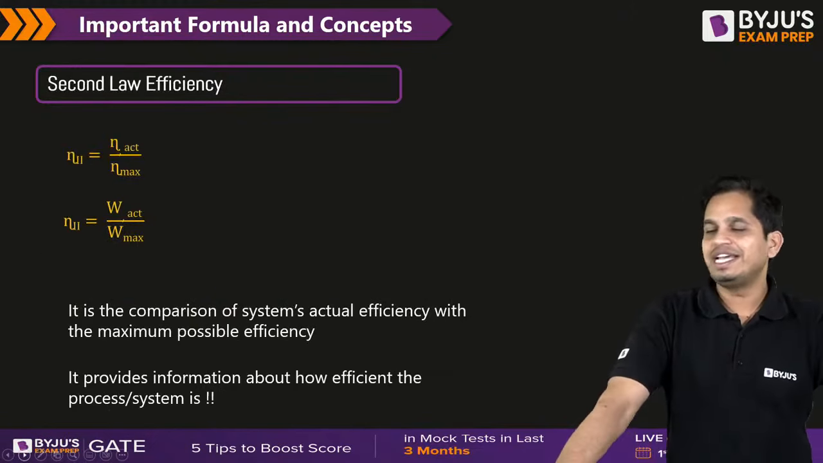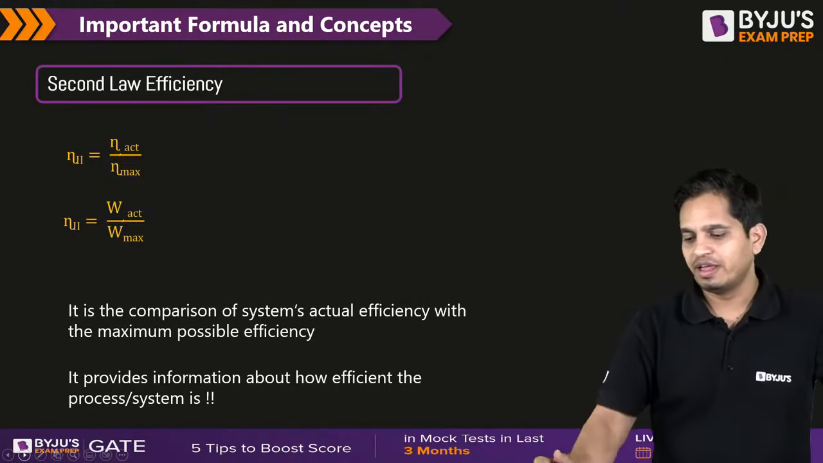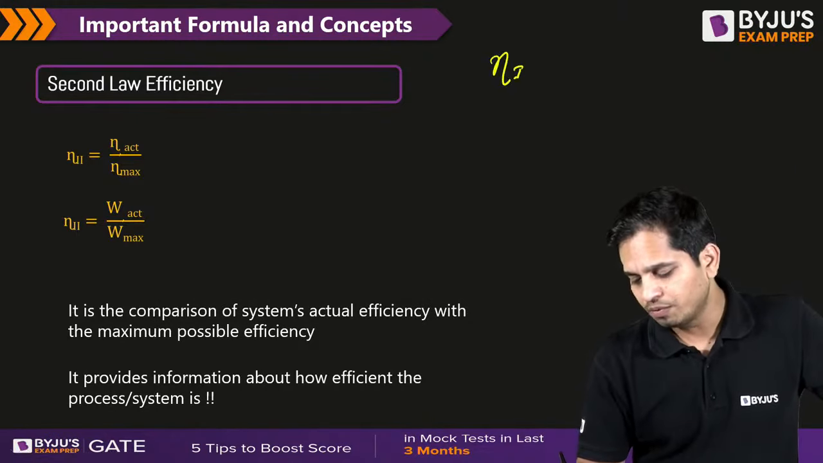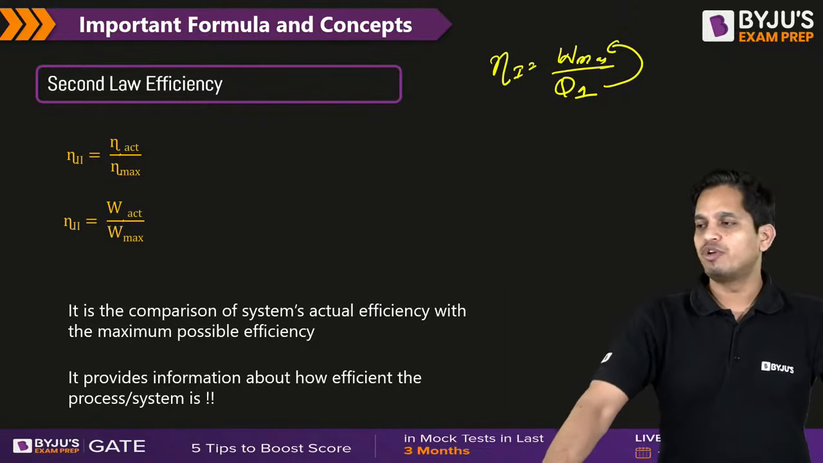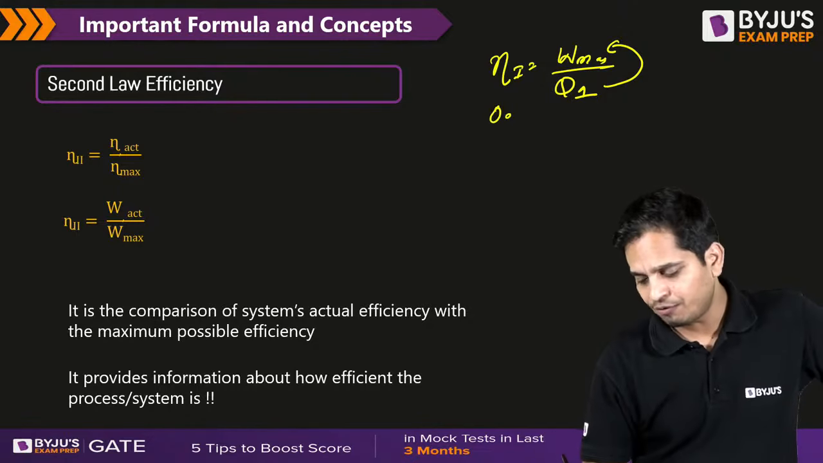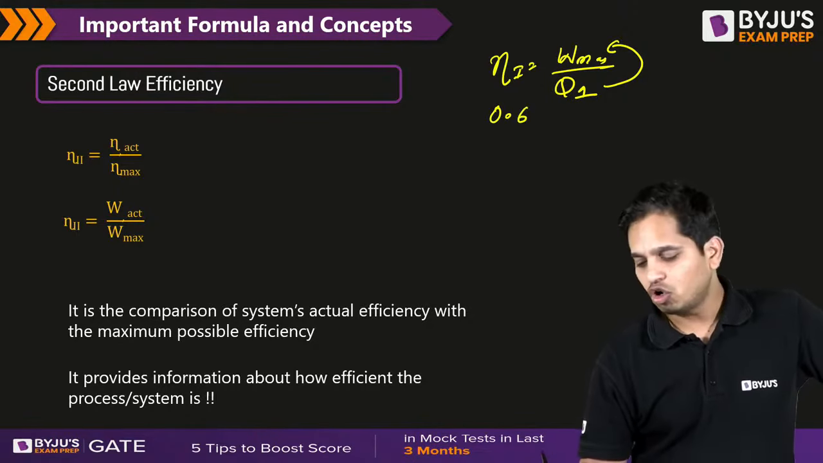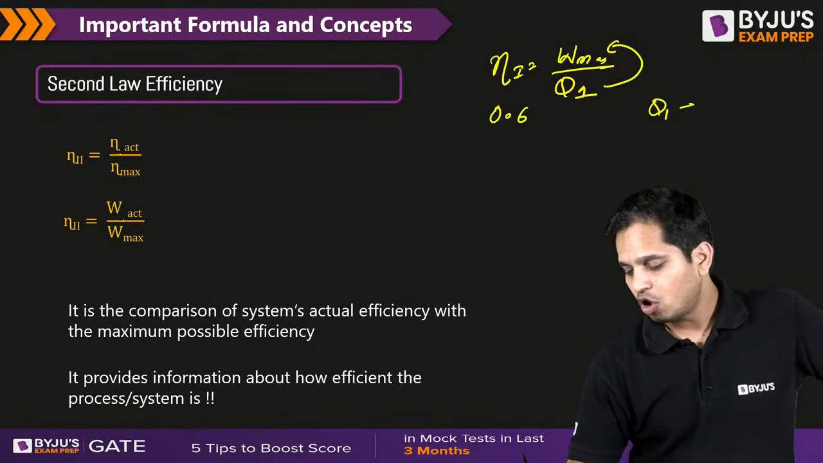Second law efficiency. What is second law efficiency? First law efficiency only tells you how much is the conversion. It tells you that if I am giving heat Q1, only this much portion you are converting into work. For example, 60% efficiency. So out of whatever heat I am giving you, only 60% is converted into work.